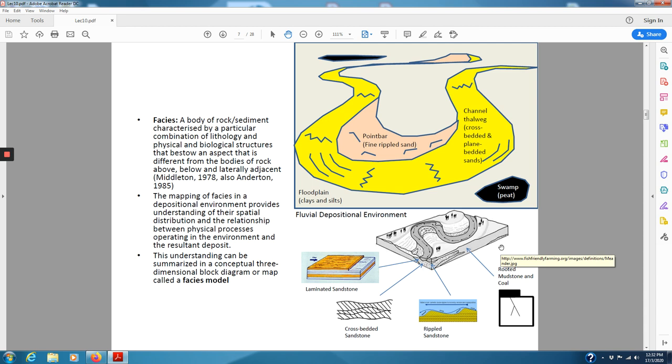The mapping of facies in the depositional environment provides understanding of the spatial distribution and the relationship between physical processes operating in the environment and the resulting deposit. And the understanding can be summarized in a conceptual three-dimensional block diagram or map. And we call this kind of model a facies model or a depositional model.